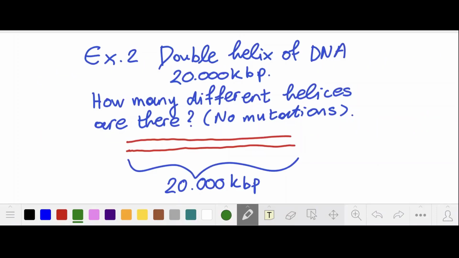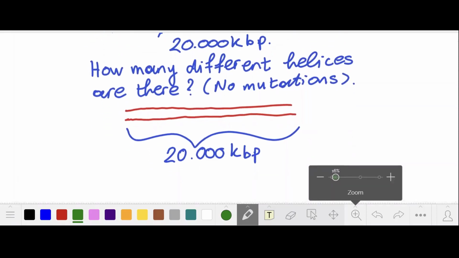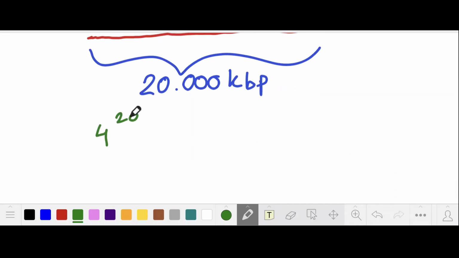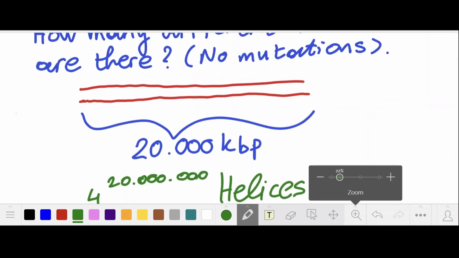In the next question, we have a double helix of DNA with a size of 20,000 kilobase pairs. Assuming that there are no mutations, how many different helices of this type are there? The answer is pretty straightforward. We have 4 nucleobases and 20 million pairs, so in total we have 4 to the 20 millionth power helices. But the main question is, does the direction of the strands matter?